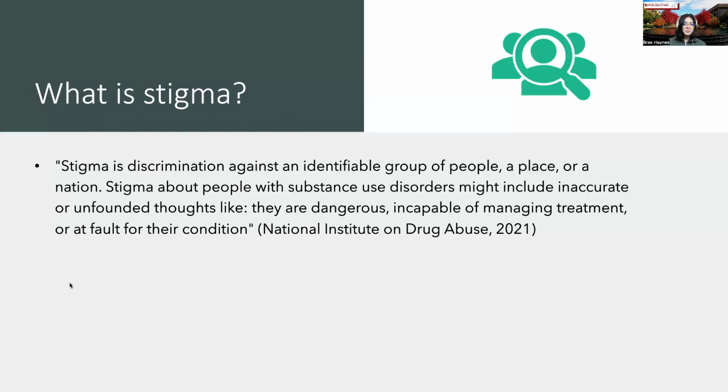Okay, and we're back. What is stigma? Stigma is discrimination against an identifiable group of people, a place, or a nation. Stigma about substance use disorders might include inaccurate or unfounded thoughts like they're dangerous, incapable of managing treatment, or at fault for their condition. Stigmatizing attitudes towards addiction can stem from outdated or misconstrued notions, as well as apprehension towards what is unfamiliar or not fully understood.